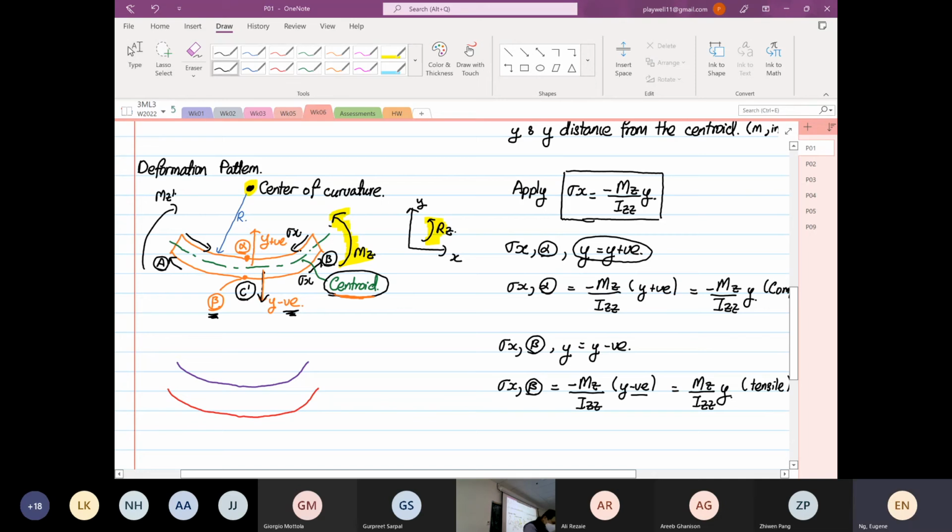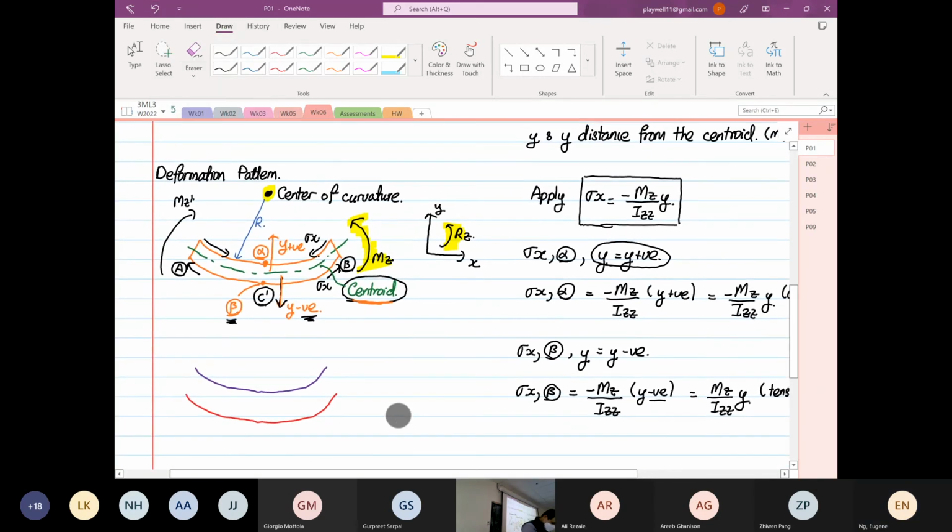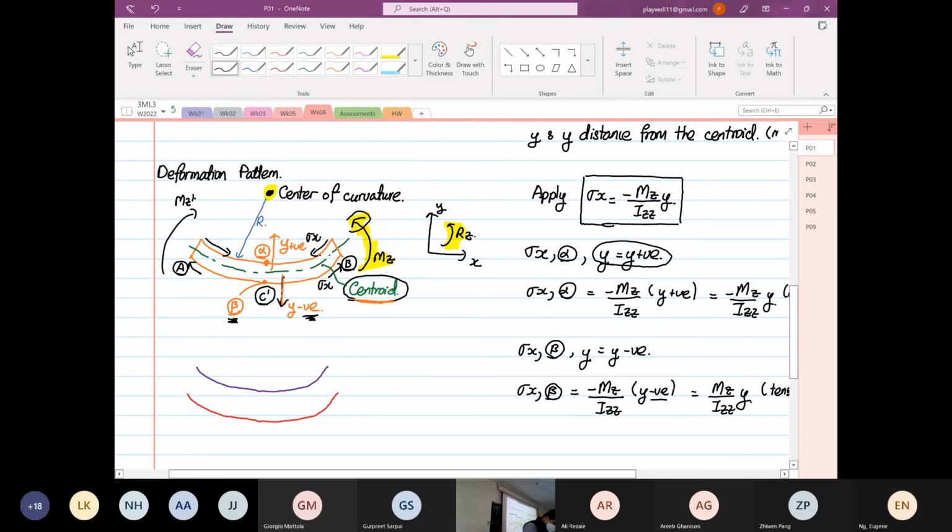At the head of the moment vector, where I draw a circle, at the head of the moment vector is always going to be what? Compression. Yeah, not very good. Wait, my bad. I should have written more space. Okay, the head of the moment vector is always in compression. The tail end of the moment vector is always in tension. Okay, always, as you can see from here.